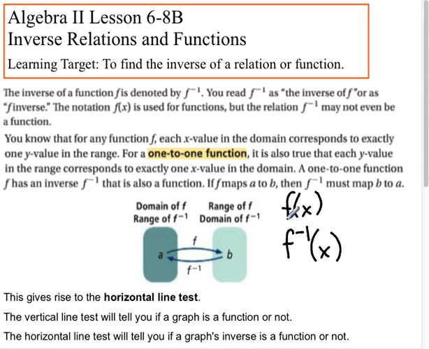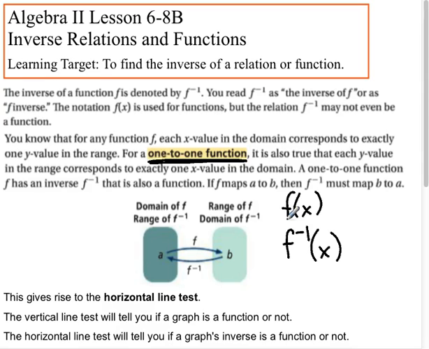Now, also remember, when you take a relation and you find its inverse, you flip-flop the domain and the range, okay? That's what ends up happening. Remember, you're flipping the x's and y's. So in order for the inverse to be a function, the original function has to be something called one-to-one.